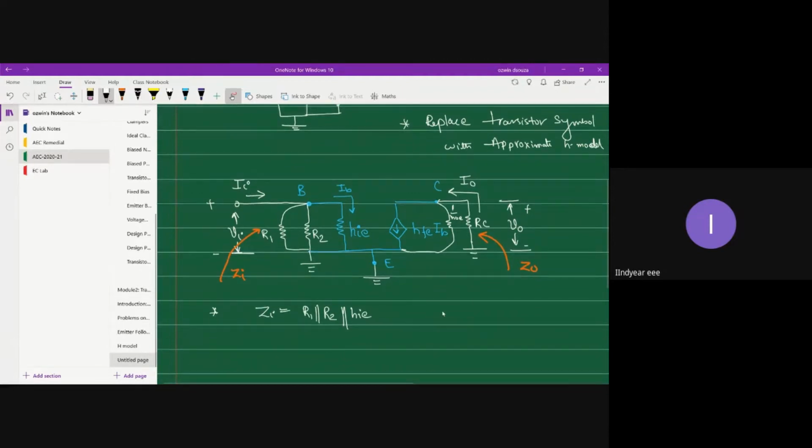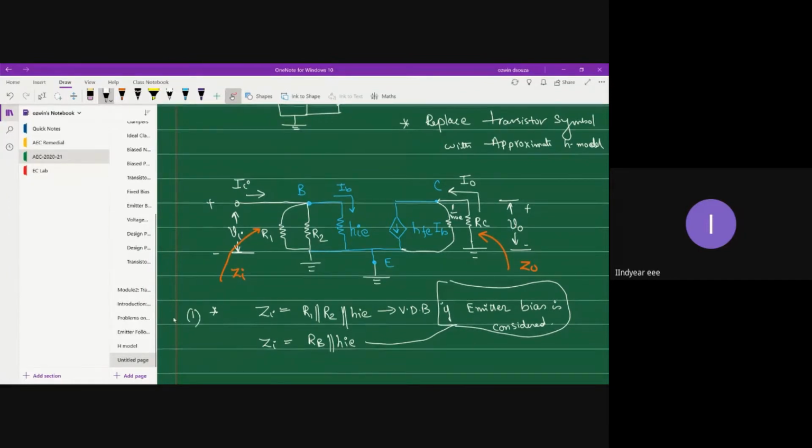Okay, I'll tell you the similarity. If emitter bias is considered, okay, so this is for voltage divider bias. If at all you have had an emitter bias circuit, you would have had RB parallel with HI. So Zi would have been RB parallel with HI. So that's your first performance parameter.